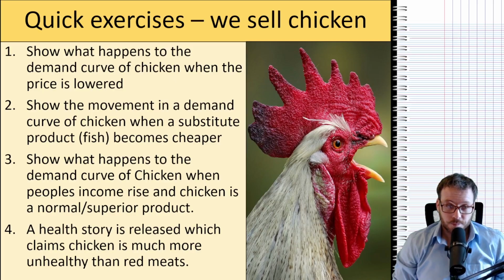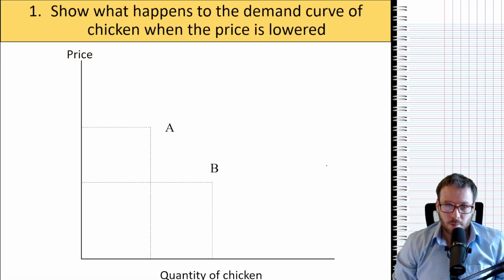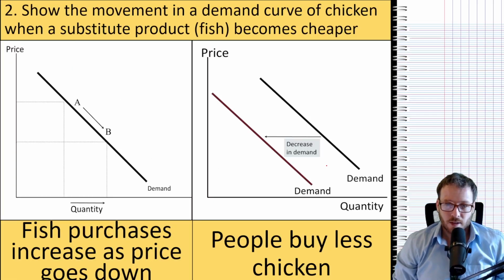Number 2. So now we're looking at substitutions. Fish becomes cheaper. If fish becomes cheaper, people are going to buy more fish. As we can see on the left graph, fish becomes cheaper and people buy a higher quantity of fish. And on a night time, they have a choice, right? Am I going to have fish, chicken, or beef? So if they're buying more fish on a night time, they're going to buy less chicken because they are substitutes.